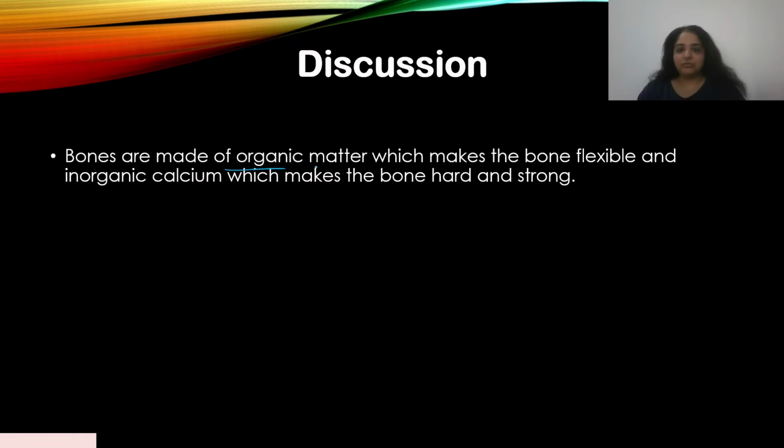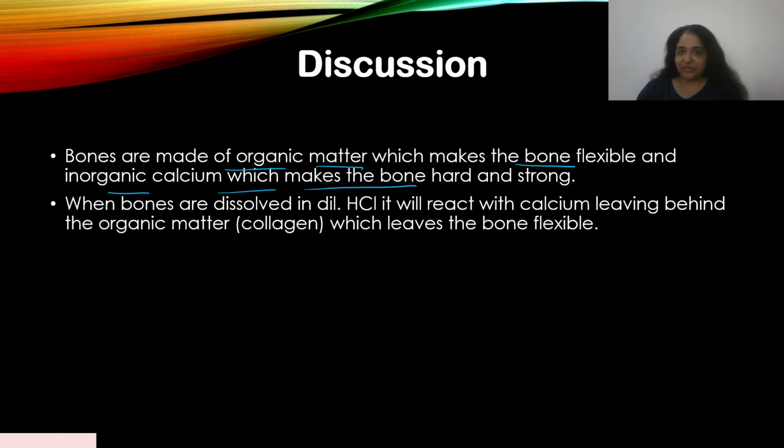So bones are made of organic matter, which makes the bone flexible, and inorganic calcium, which makes the bone hard and strong. So there's an organic part and the inorganic part to bones. Now imagine if the bone is kept in dilute HCl. That's not concentrated HCl, it's dilute HCl. So this HCl then reacts with calcium, the inorganic part.